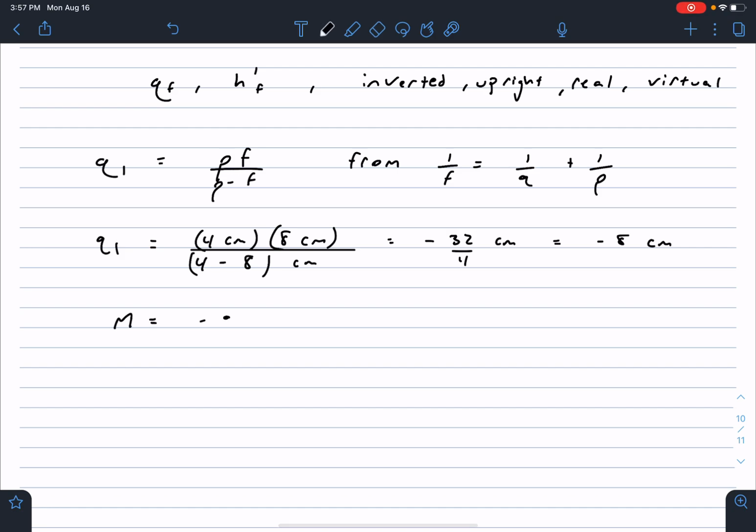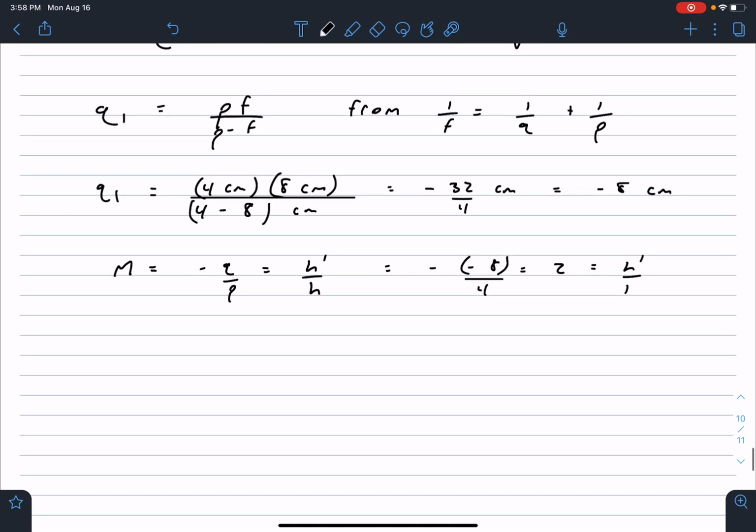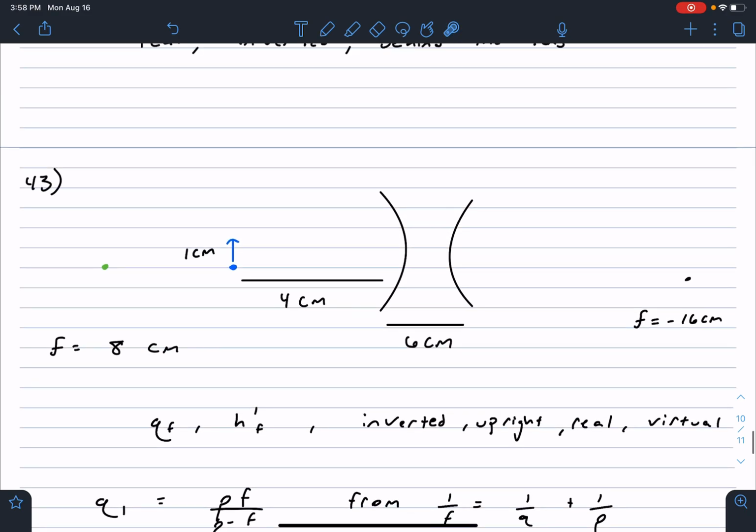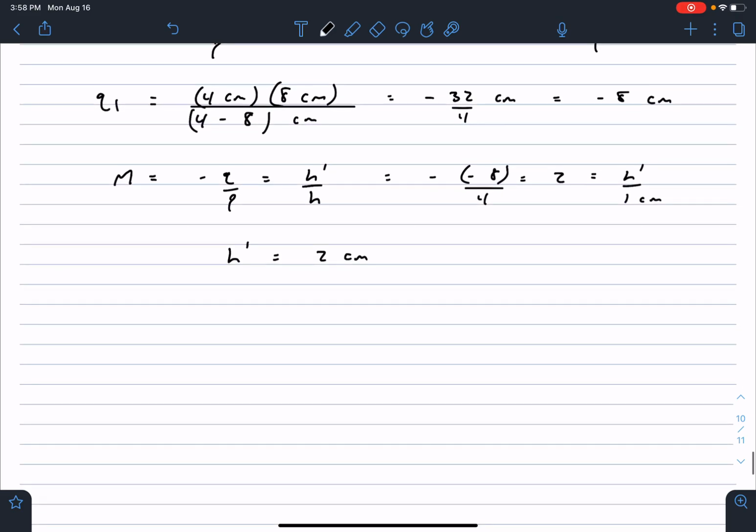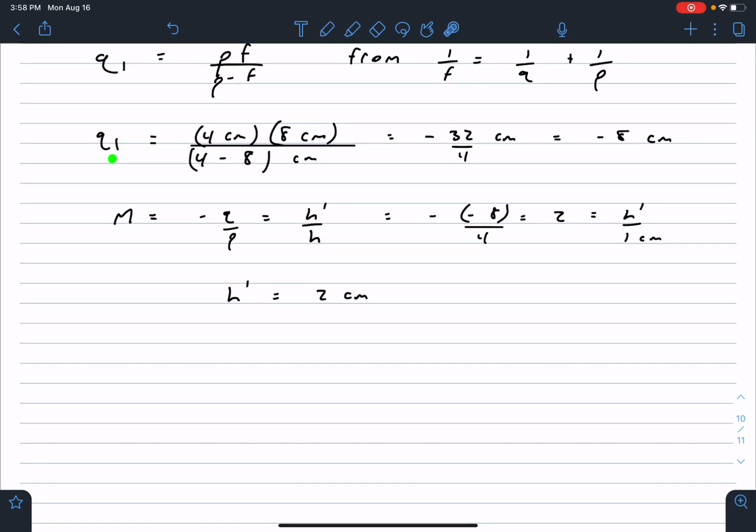Now we have M is equal to negative Q over P, which is also equal to H prime, the image height, over the height of the object. So that's going to be negative negative 8 over 4. So that's 8 over 4. That's 2, equal to H prime, the height of the image, over the height of the object, which is 1 centimeter. So height of the image is 2 centimeters. And that's in the first lens, by the way. The main thing we really needed from here was this, Q1, the distance of the image. Okay.